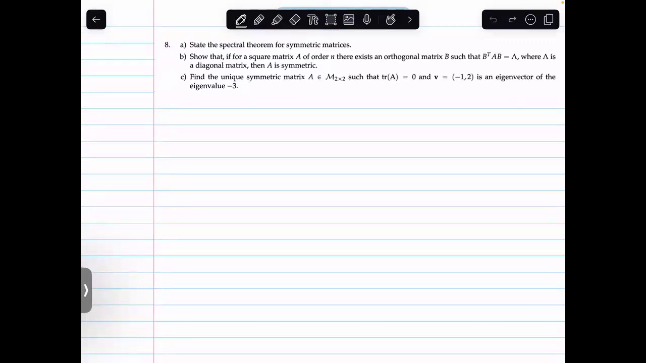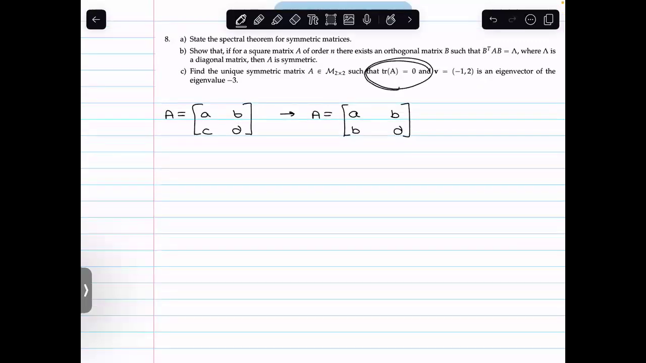Since it's symmetric, usually we would call the numbers in a matrix A, B, C, D. In this case, when it's symmetric, the numbers that are reflected across the main diagonal are going to be the same. So B and C are the same. You just want to immediately call them both B or both C, just to make it simpler. And we know that the trace is equal to 0. And then we have an eigenvector with the corresponding eigenvalue.